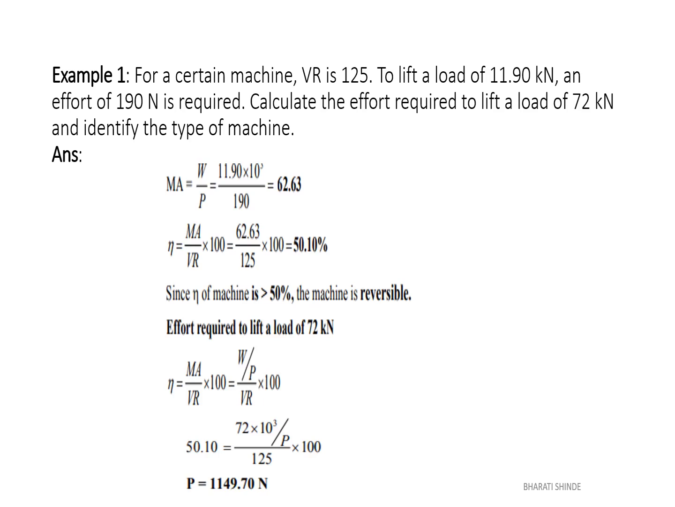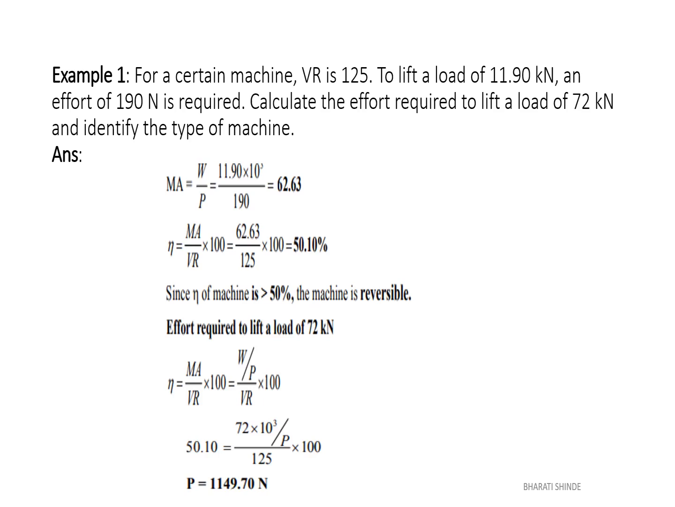First of all, we will find MA, that is W upon P. And after putting the values in calculator, we will get 62.63. Then find efficiency, which is MA upon VR into 100, that is in percentage. After putting the values, we will get efficiency 50.10%. And as we know, efficiency is greater than 50%, then the machine is reversible. So here we got reversible machine.